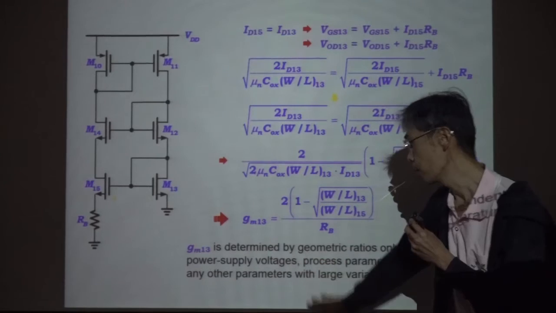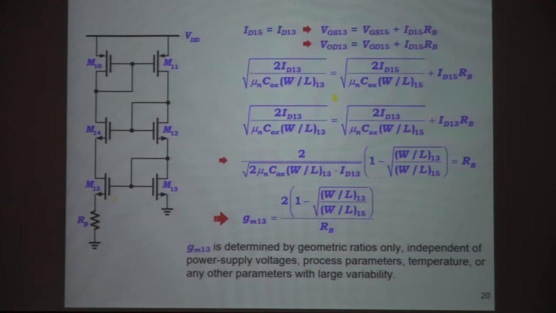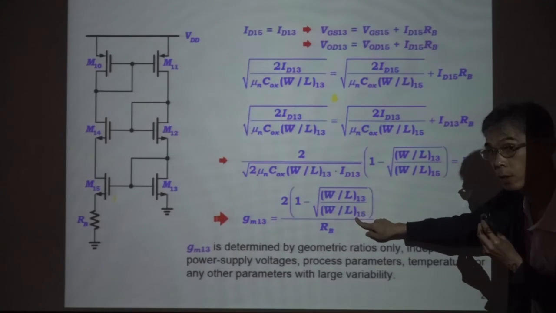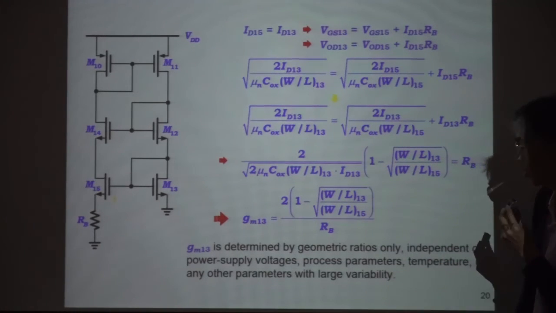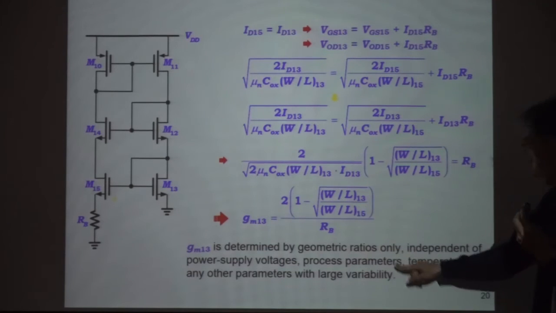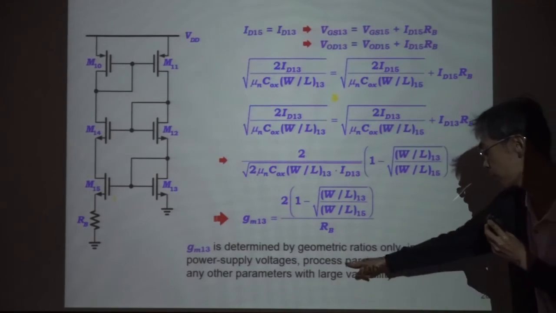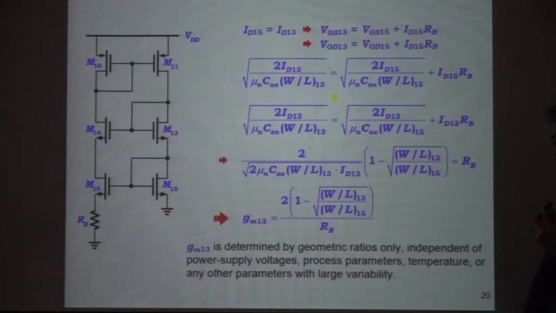Kumel, read this. GM13 is determined by geometric ratios only, independent of power supply voltage, process parameters, temperature, or any other parameter with large variability. See, GM13 only depends on geometry. You should be happy. Only geometry ratio. No power supply voltage. No process parameters. Temperature. Okay, next page.